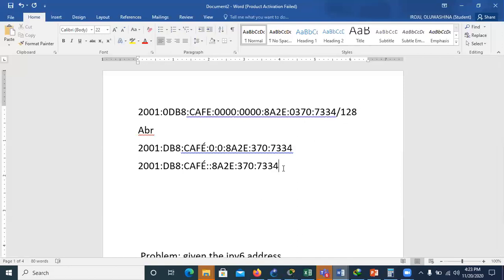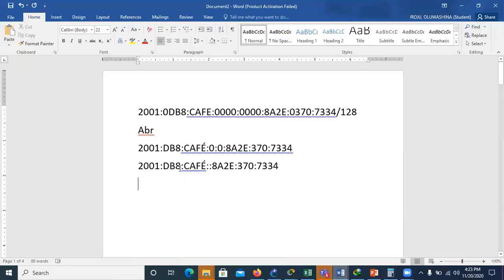So the next question is, can this IP address still be abbreviated? Let's check. And the right answer to that question is no. You can't abbreviate it because there are no leading zeros. That's already been abbreviated. So the next thing I will be explaining is how to expand it back to the way it was before.